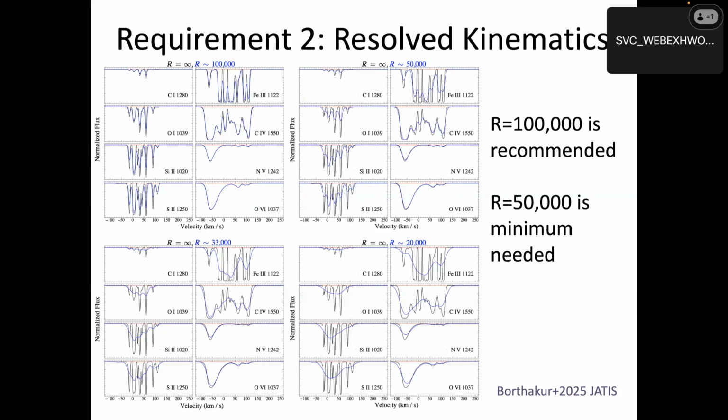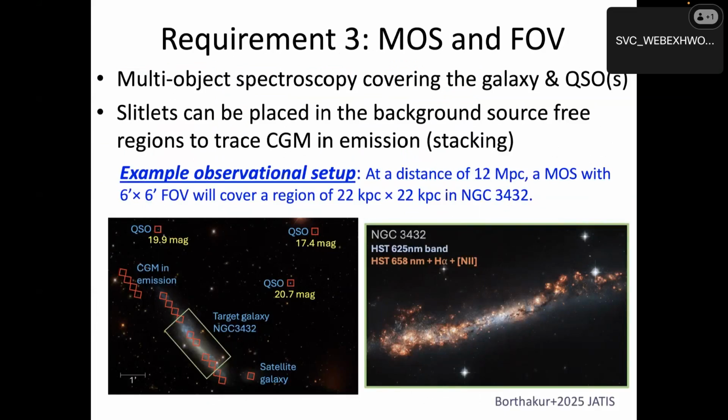The other thing I quickly want to mention, which is not a problem, is we do need a MOS that is big enough, which is about 6 by 6. Anything bigger is fine. Something like this galaxy NGC 3432, this is a Hubble image of this part of the galaxy, right here. And to do this galaxy, you actually have 3 quasars that will be accessible with Habitable Worlds. Right now, we have data on this with COS, but what we could do, if we have a MOS, is place the slits over here on the quasars and on the galaxy.